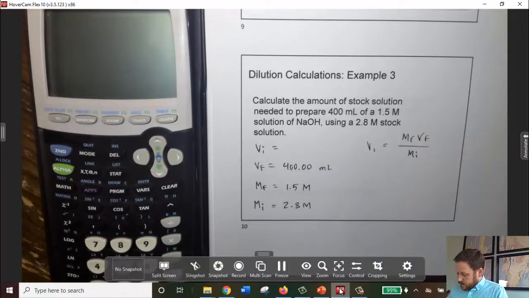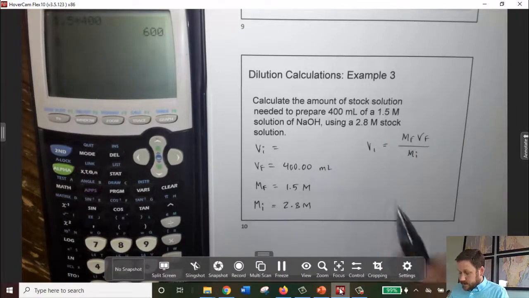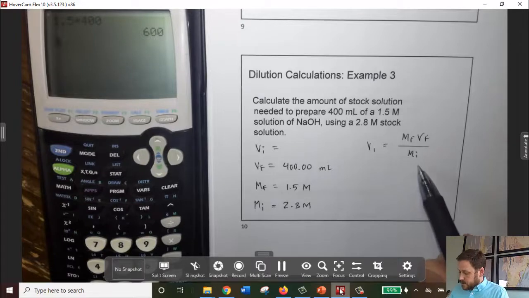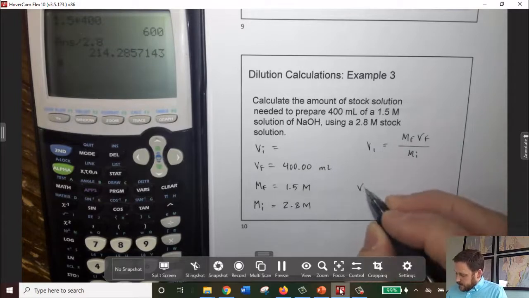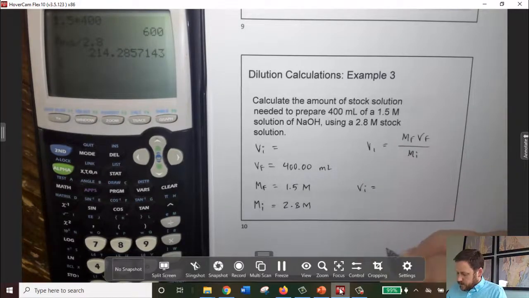The final molarity in the final volume's product, let's try turning on the calculator first. 1.5 multiplied by 400. And again, notice I've kept my volume in milliliters. That means I'm going to get an answer in milliliters when I divide by Mi. And here I have an initial volume needed of about 214 mLs.